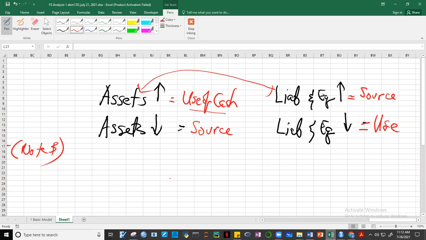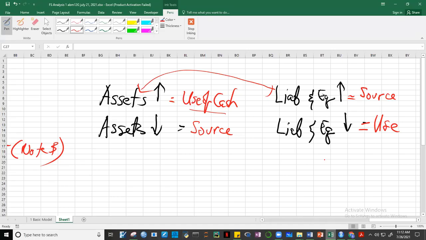Okay. Si liabilities naman guys, pag tumaas si liability, ibig sabihin tumaas yung utang. Notes payable tumaas. So, ibig sabihin, nadagdagan yung utang, nadagdagan yung cash, source of cash. Pag liabilities and equity bumaba, bonds payable bumaba. From 1 million naging 800,000. Ibig sabihin, nagbayad ng utang ng 200,000. Okay? So that's the general rule, no?